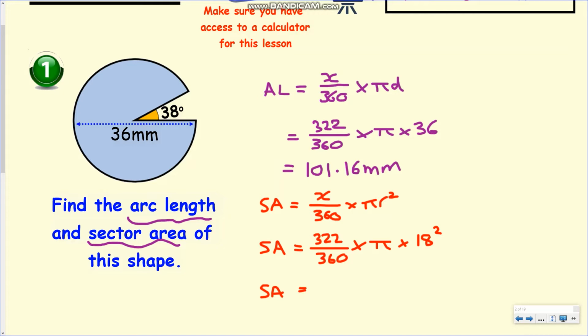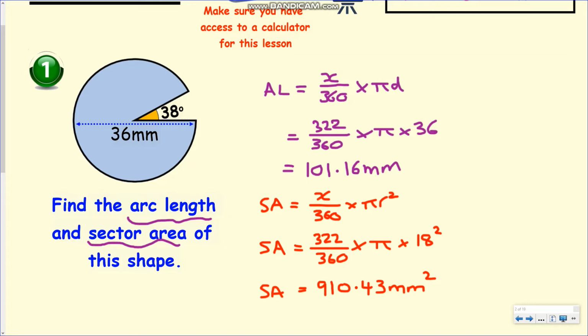And my final answer for this is 910.43 millimeters. And then this time, because it's an area, I have to put a squared sign at the top of my units as well to show that I'm measuring squared units, squared space, two-dimensional space.